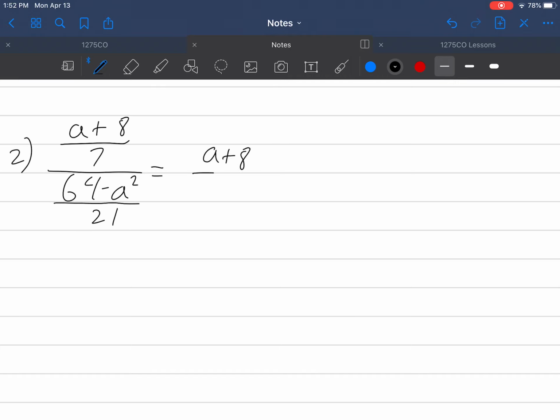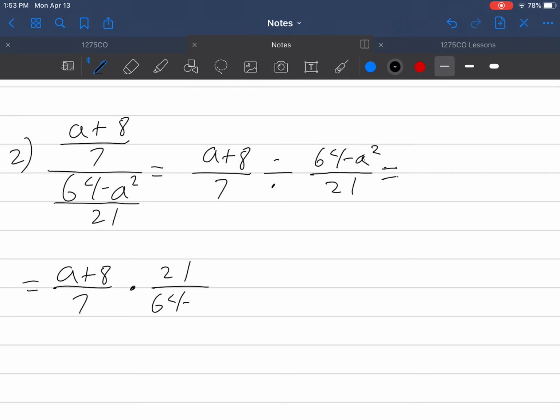Another one here. Numerator is a plus 8 over 7 divided by the denominator 64 minus a squared divided by 21. And this is going to equal, let's put it down here, a plus 8 over 7 times 21 over 64 minus a squared.